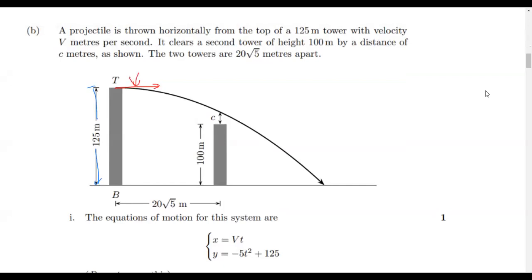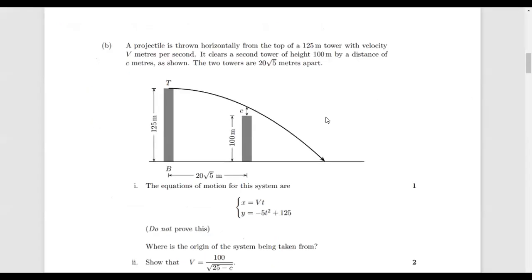It clears a second tower of height 100 meters as drawn by a distance of c as shown, and they're 20 root 5 meters apart. And you're given your equations of motion. So whenever you're given equations of motion in the exam, you don't need to prove that, as the question is going to make it very clear usually over here, do not prove this.